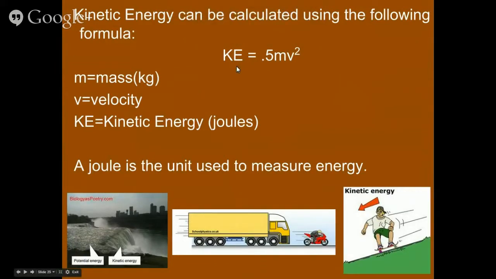Below you see the kinetic energy formula. It is KE equals 0.5 mv squared, where m is for mass, always in kilograms. You may have to convert from grams into kilograms. Mass is always in kilograms. V is always velocity, which should be written in meters per second squared. KE stands for kinetic energy, which is measured in something called joules. A joule is the unit used to measure energy.